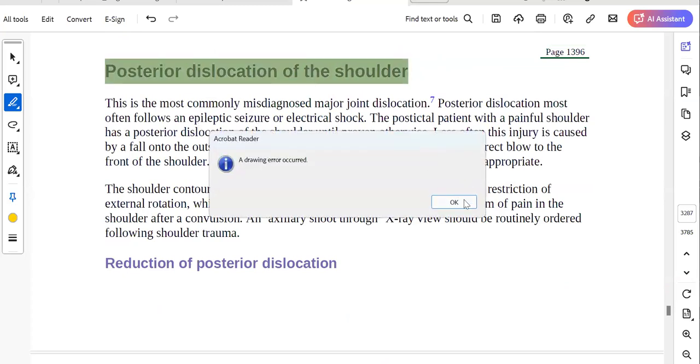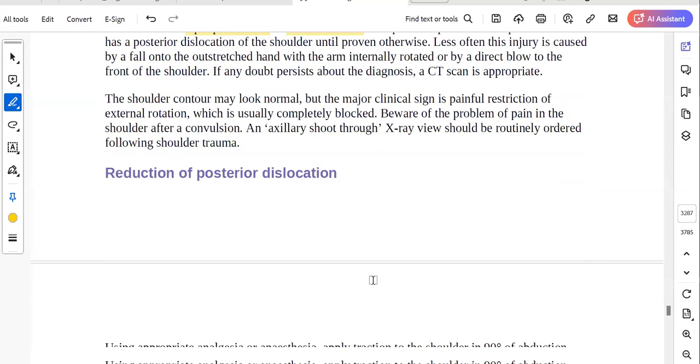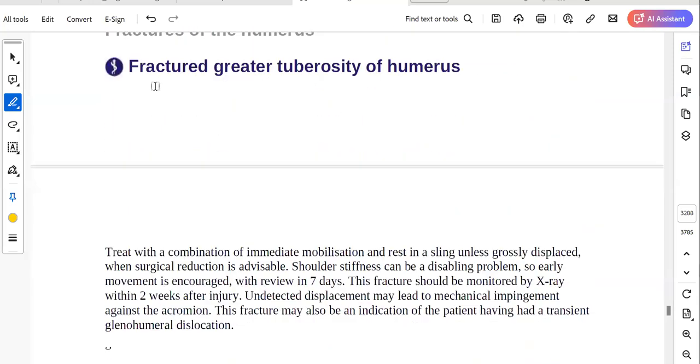Posterior dislocation, as I say, is the most commonly misdiagnosed major joint dislocation. It mainly happens after epileptic seizure or electric shock. Okay? Not important, doesn't come in exam that much. Just remember what I say.